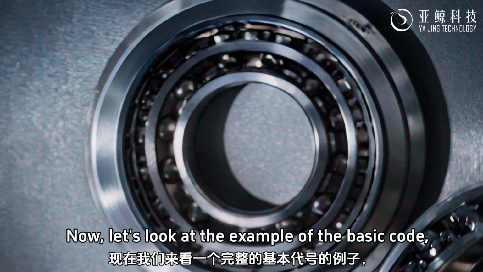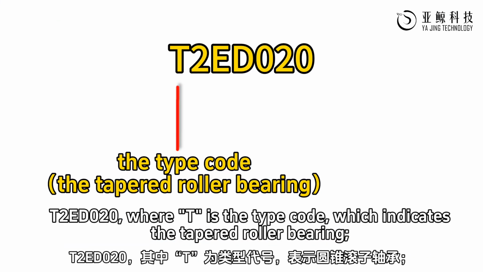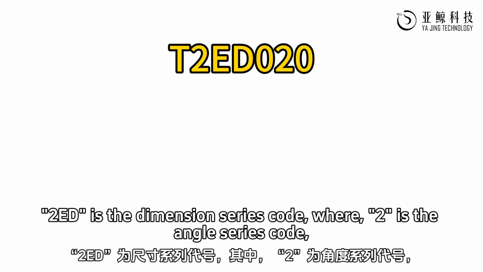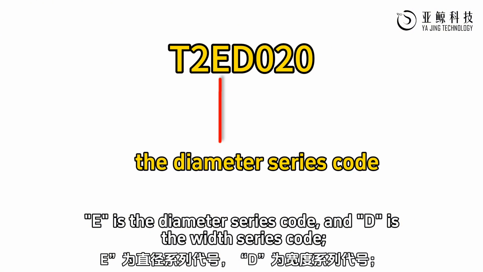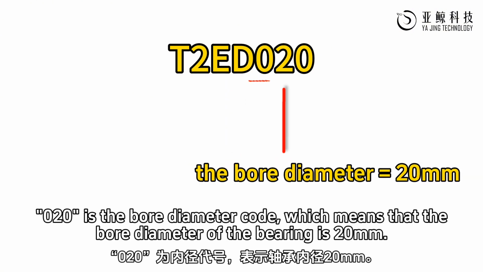Now, let's look at the example of the basic code, T2ED020, where T is the type code, which indicates the tapered roller bearing. 2ED is the dimension series code, where 2 is the angle series code, E is the diameter series code, and D is the width series code. 020 is the bore diameter code, which means that the bore diameter of the bearing is 20 millimeters.